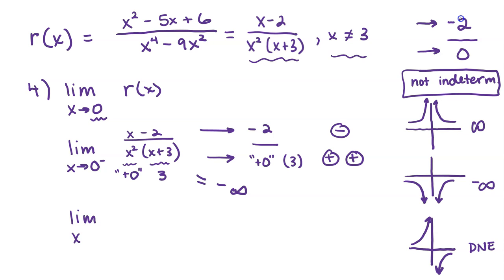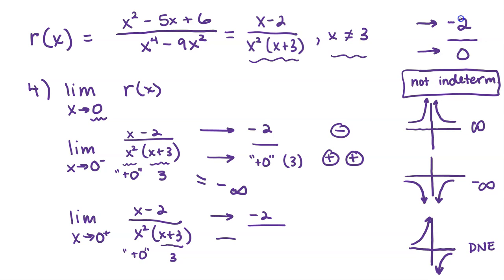And if I do the limit as x goes to 0 from the right, x squared times (x plus 3), the top is still going to head to -2. This is still going to head to 3. This time, what we plug in for x is a very small positive number, like 0.00001. We square it, so we still get a +0. So in this case, the top's heading to -2, the bottom's heading towards +0 and +3. So again, we have negative, positive, positive. So overall, we've got negative infinity.